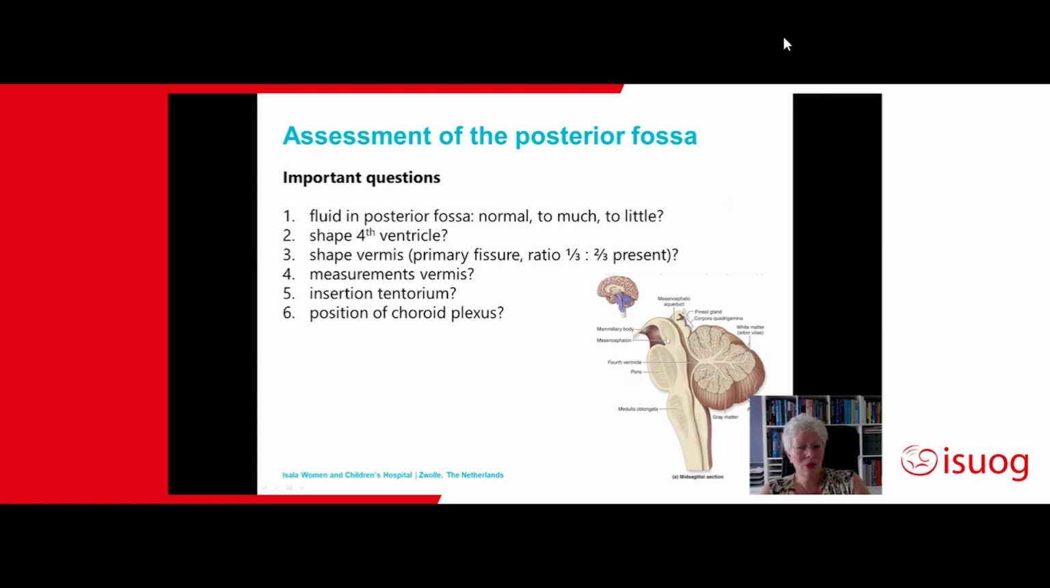If we assess the posterior fossa, there are a few important questions. The first one is about the fluid in the posterior fossa. Is it normal? Is it too much or is it too little? Then we have the shape of the fourth ventricle. Is this normal? Then we have the shape of the vermis. Do we have a primary fissure? And is there a normal ratio of tissue above and below the primary fissure? What are the measurements of the vermis? What's the insertion of the tentorium? Is it normal? And what about the position of the choroid plexus?